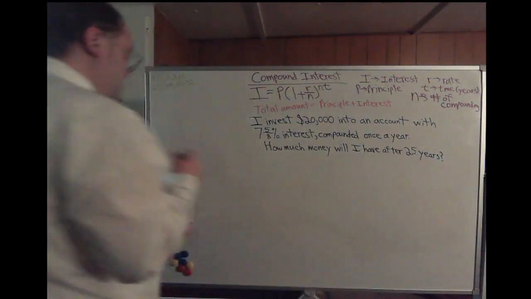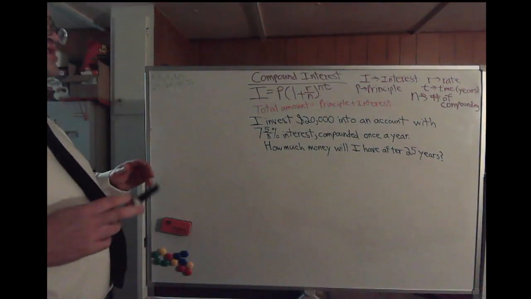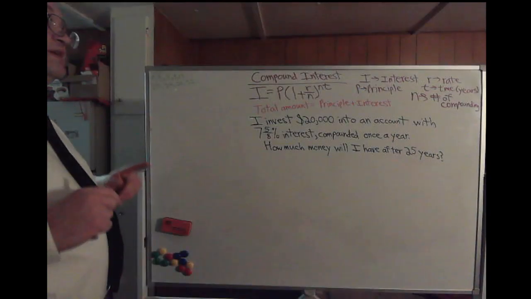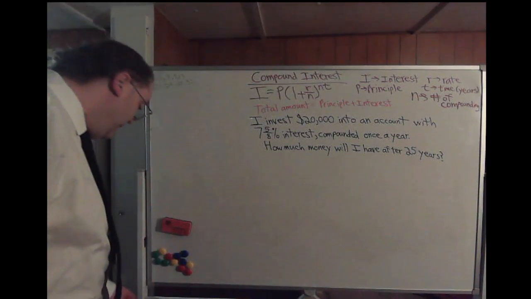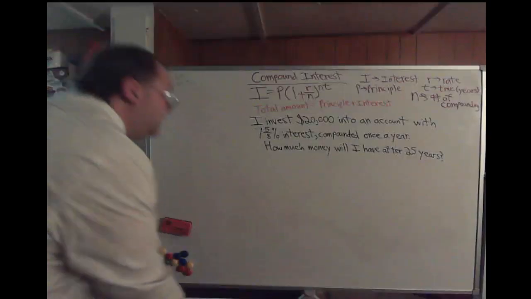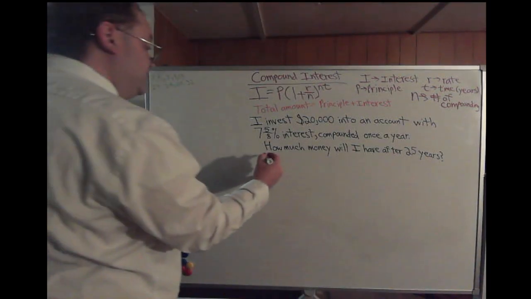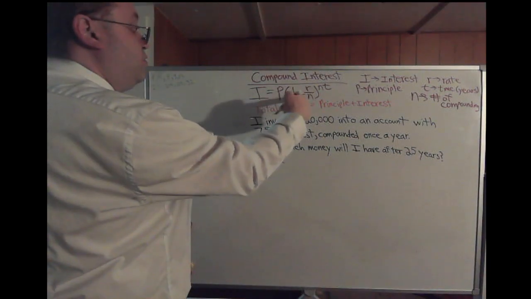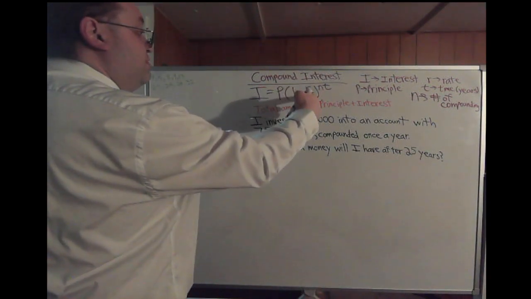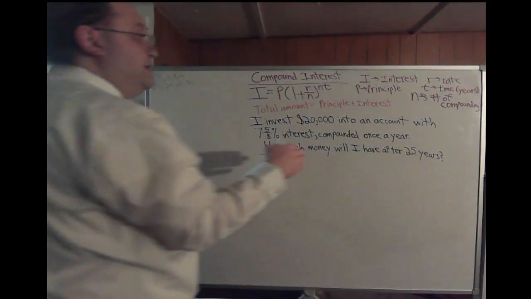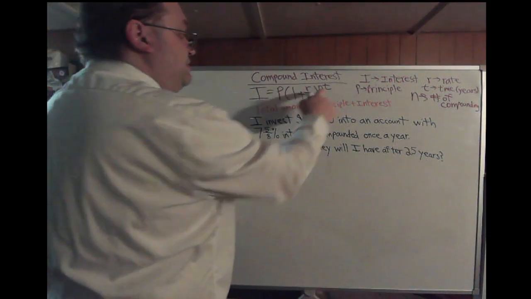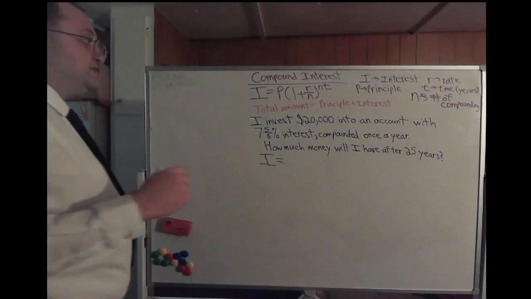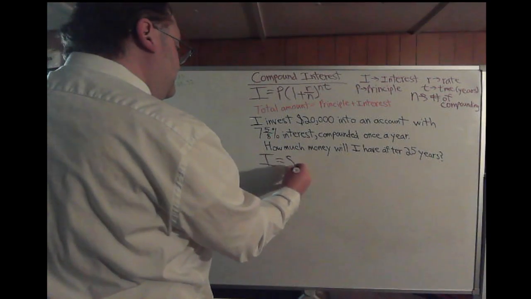All right, I invest $20,000 into an account with 7 5/8% interest, compounded once a year. How much money will I have after 25 years? So, again, what you want to do is find your interest. But when it's compound interest, it's a different formula. The formula for compound interest is equal to the principal times the quantity of 1 plus the rate over the number of compoundings, that quantity to the exponent of nt, which is the number of compoundings and the time in years. So the interest in this case is going to be the principal, which would be $20,000.